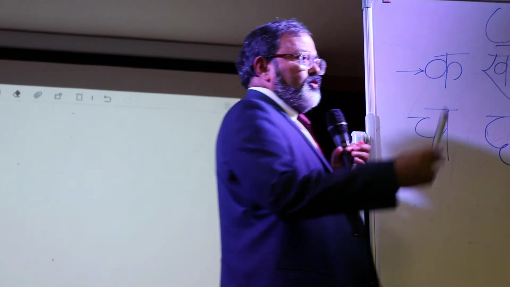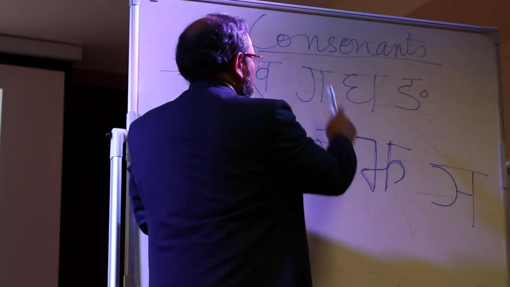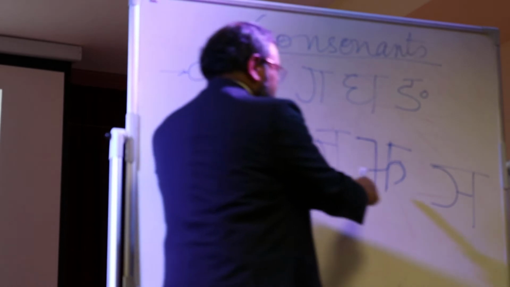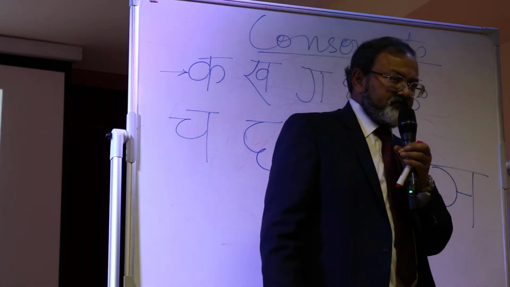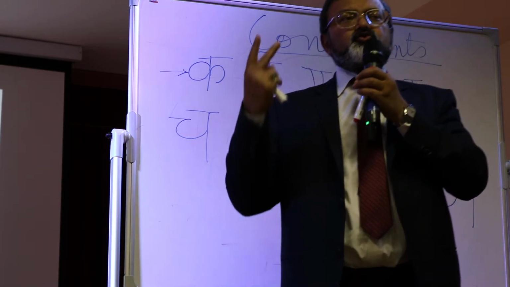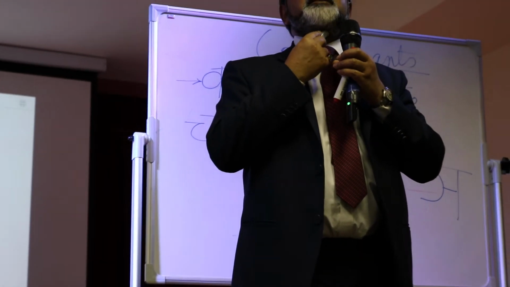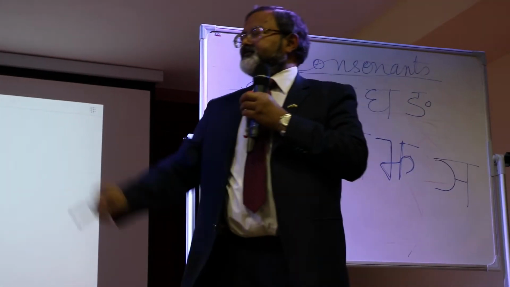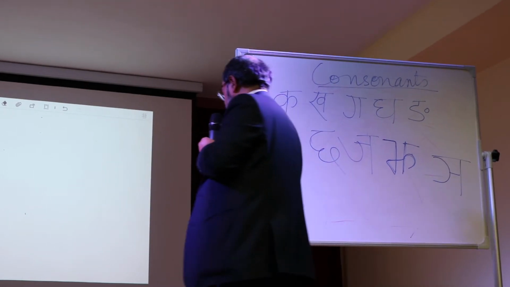Okay, so let's begin. Ka, kha, ga, gha, nga. Cha, chha, ja, jha, nya. These are the two sets of 5 each when the tongue is touching the base and the top.